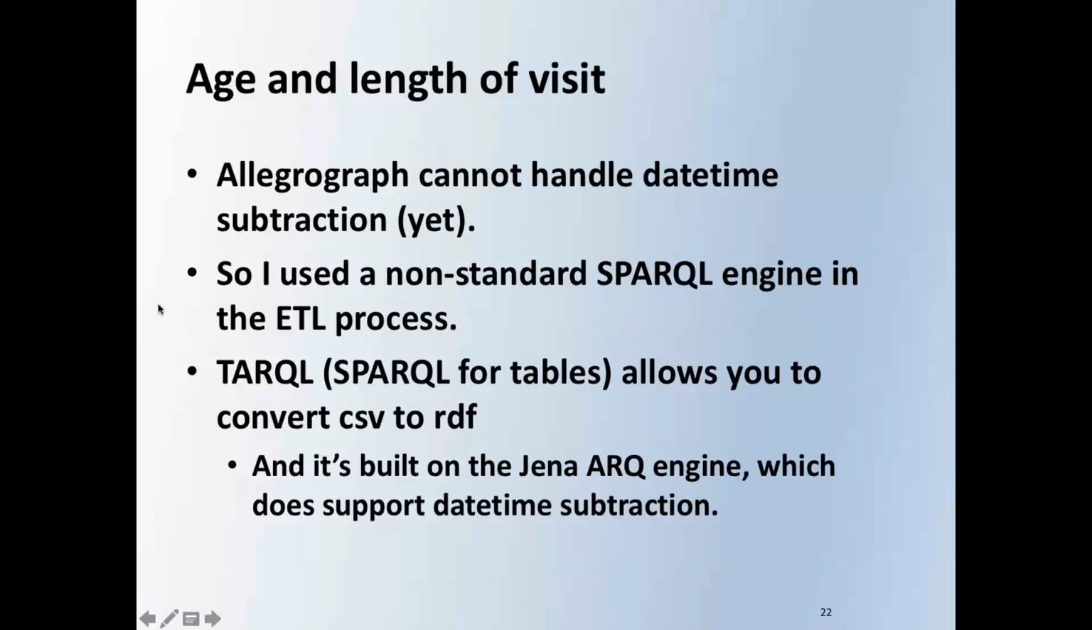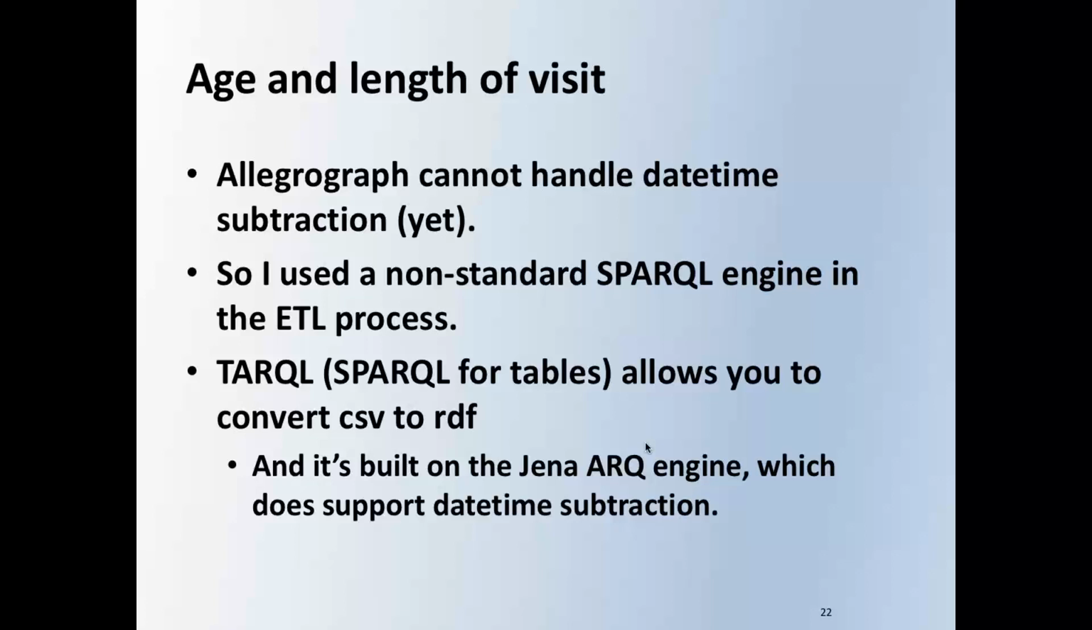So as part of our ETL process at Semantic Arts, we very commonly use TARQL, which is SPARQL for tables, and that allows you to convert CSV data to RDF data. So it's basically you write a SPARQL query and take some CSV as input, and then you can do whatever you want to do with regular SPARQL, except it'll start by binding each column header as a variable to all the values in that column. And TARQL is built on the Jena ARQ SPARQL engine, which does support datetime subtraction.